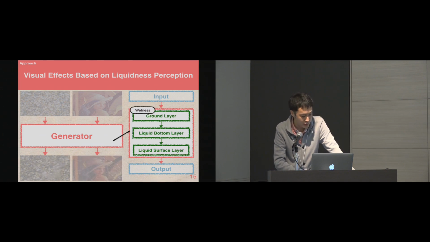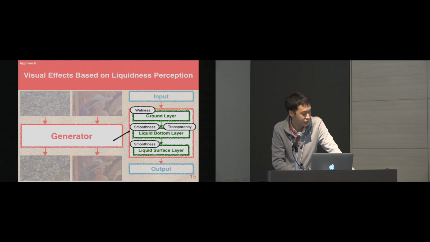Ground layer adds wetness to the texture of the ground. Liquid bottom layer distorts the image like liquid to add smoothness and transparency. A liquid surface layer simulates 2D fluid flow and reflects the movement of objects on the liquid surface to add smoothness. The method is developed based on the three factors of visual liquidness perception.